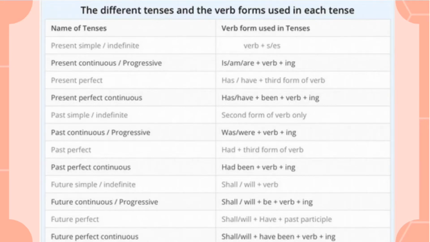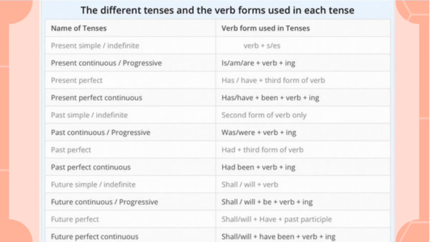In simple past or past indefinite, we use the second form of verb only. In past continuous or past progressive, we use was or were plus the first form of the verb plus ing. In past perfect, we use had plus the third form of verb. In past perfect continuous, we use had been plus the first form of the verb plus ing.